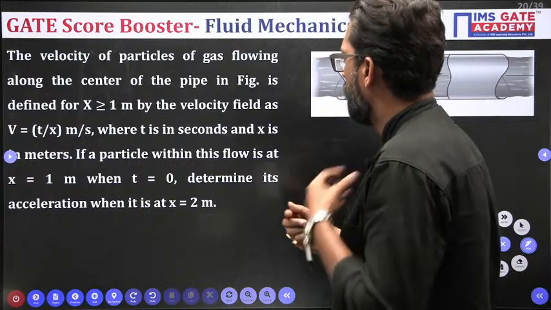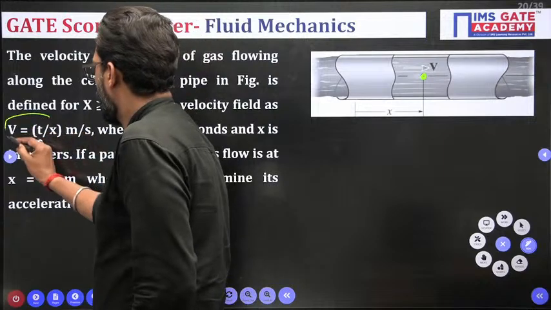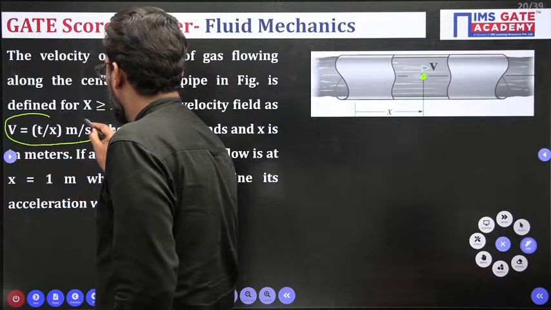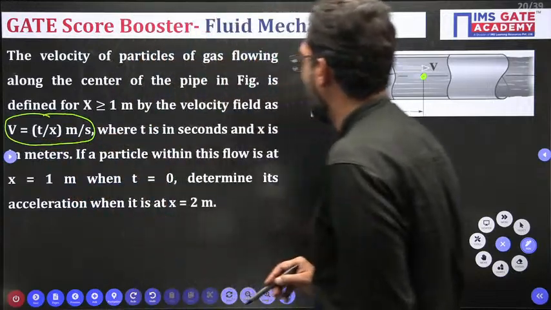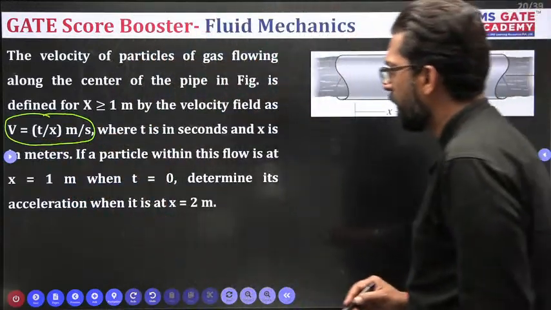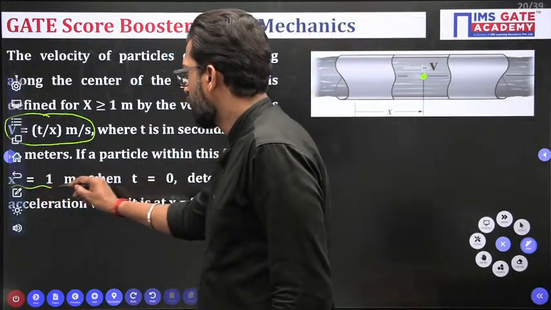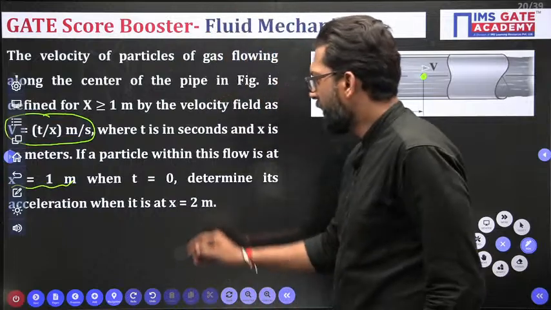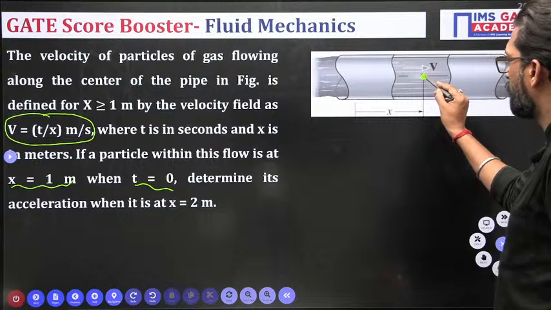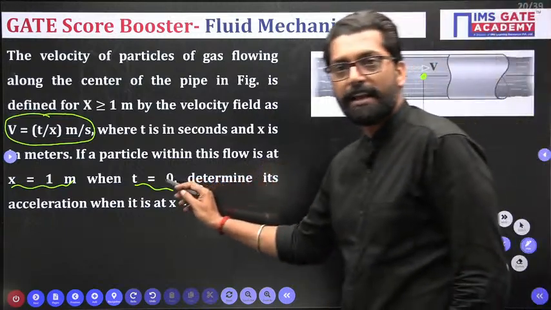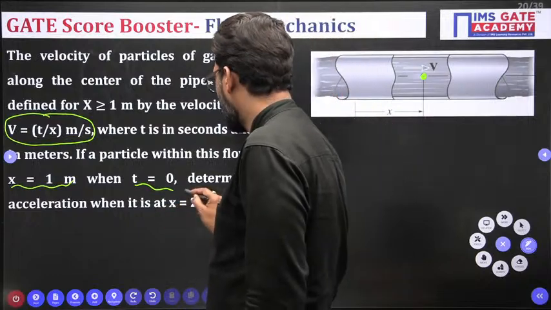Now the velocity field is given as v is equal to t by x meter per second, where t is in seconds and x is in meters. If the particle within the flow is at x equal to 1 meter when time t is equal to 0, that means we start measuring t equal to 0 when the particle is at x equal to 1. Determine its acceleration when it is at x equal to 2.